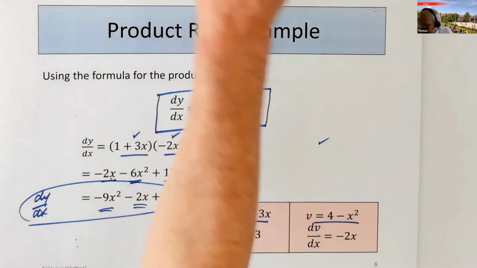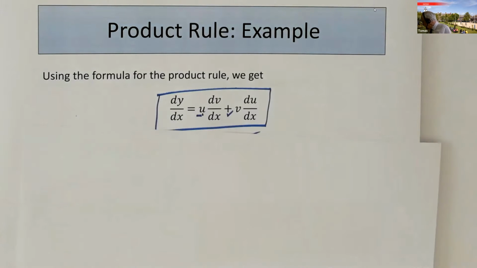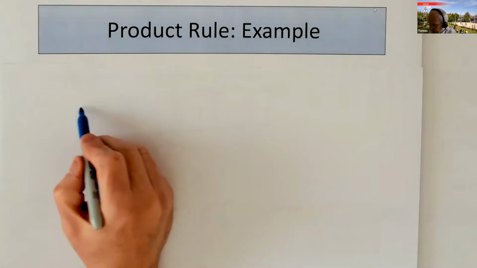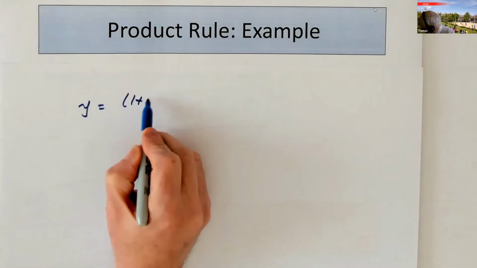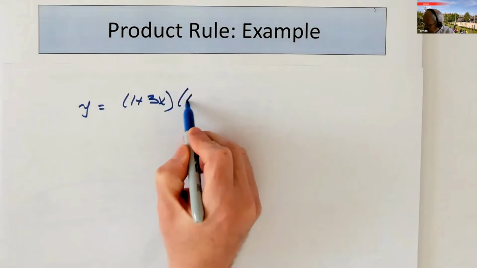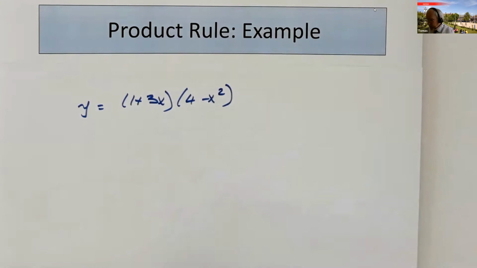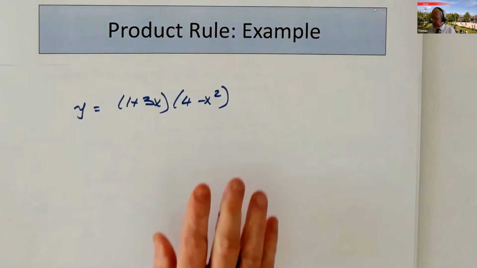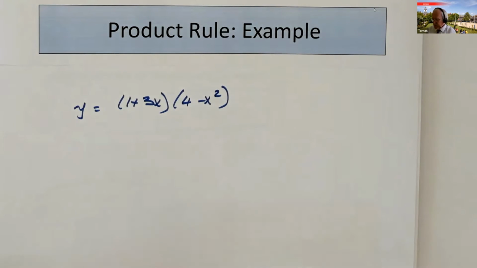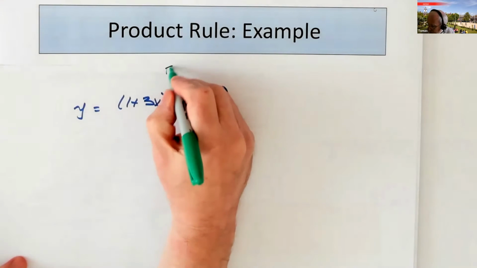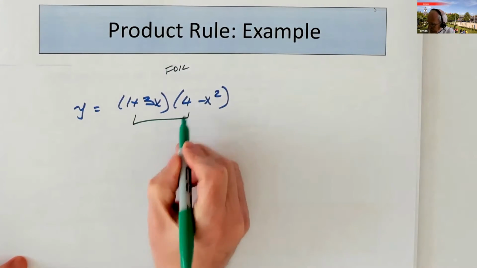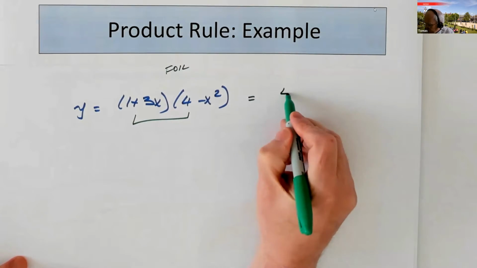Now, just for this particular question, the original question I think was y is equal to 1 plus 3x by 4 minus x squared. You didn't have to necessarily use the product rule. You could have said, I'm going to multiply those things out. You could have said, I'm going to use the FOIL method. So 1 by 4 I think is 4.